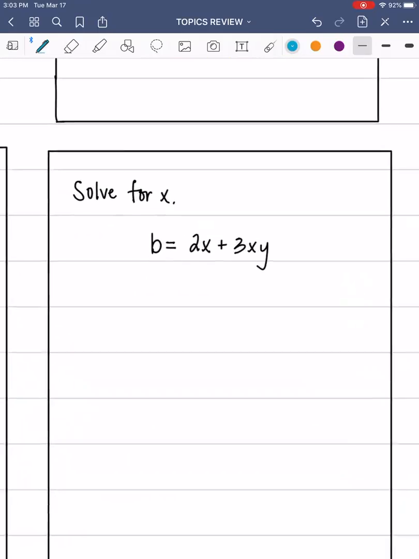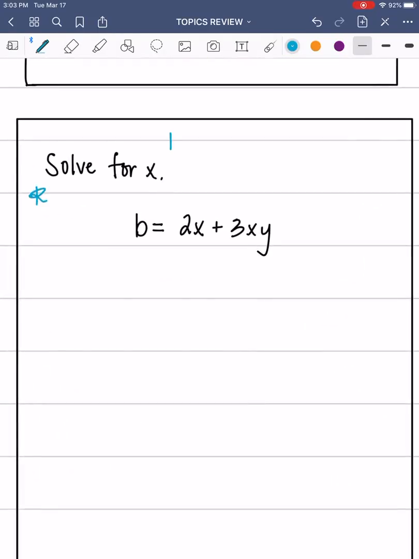Okay, last one. This one is a little bit weird, so star this. You might have to come back and watch this one a second time. Okay, it says solve for x. Here's x right here, but look, x is also right here. Well, we cannot combine 2x plus 3xy because this second term has a y in it, and the first term does not. So I cannot add these together. So it's going to call for special measures. This is what we're going to have to do. Leave the b alone on the other side. It's just hanging out there.